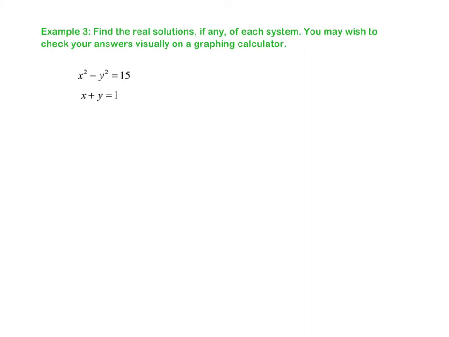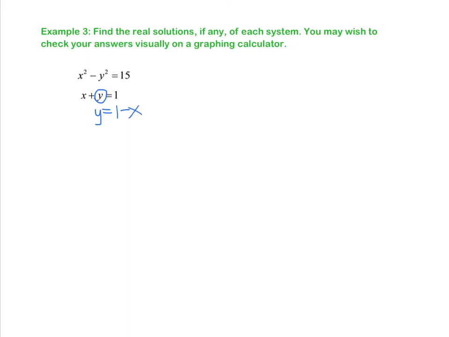So let's do the substitution method one more time here. Again, we can choose to isolate whatever we want. x and y look equally as easy to get by themselves here. Maybe I'll get y by itself just because we didn't in the other two examples. So let's get y first. So I'll subtract x from both sides. I'll get y is 1 minus x.